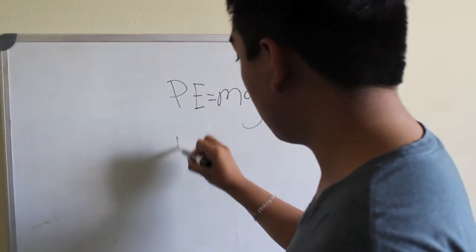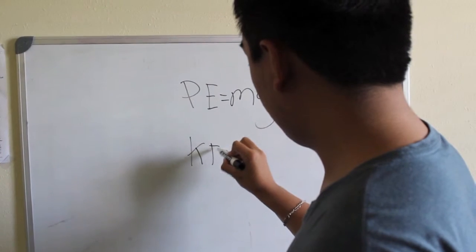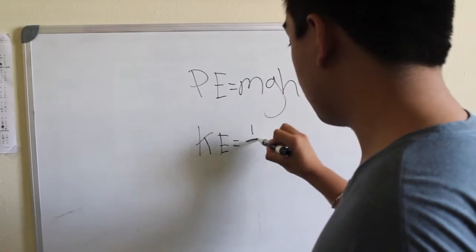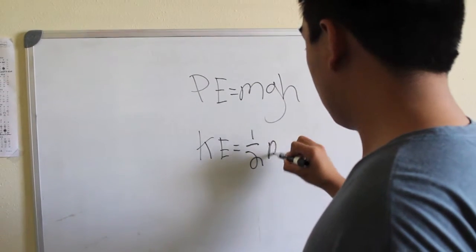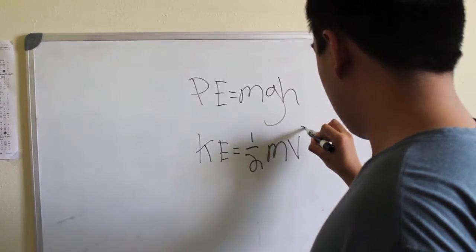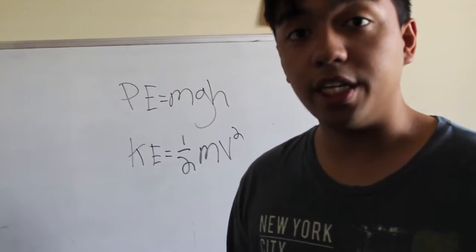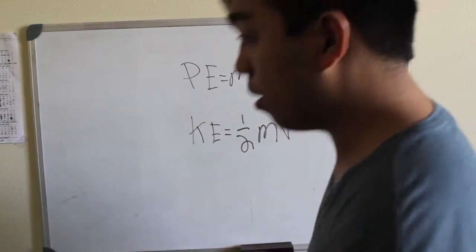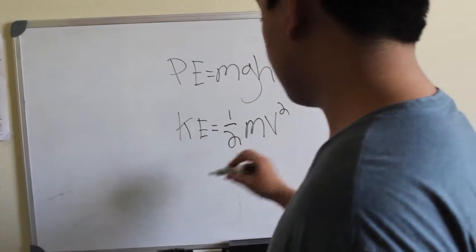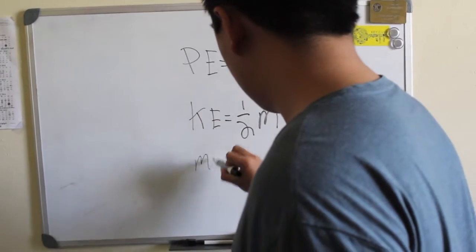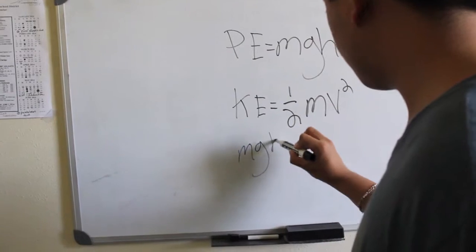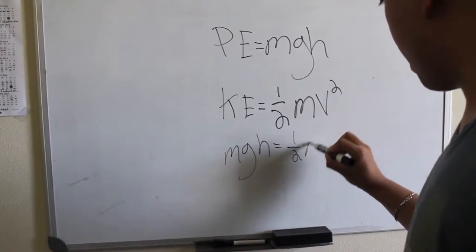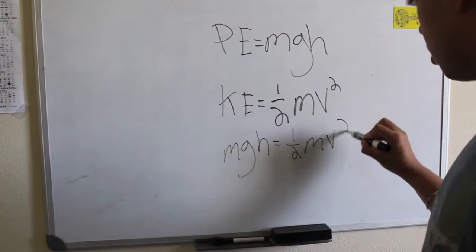Kinetic energy is equal to 1/2 mass times velocity squared. Now, as potential energy is at its greatest point and kinetic energy is being converted at the bottom, the equation is as follows: mass times gravity times height is equal to 1/2 mass times velocity squared.